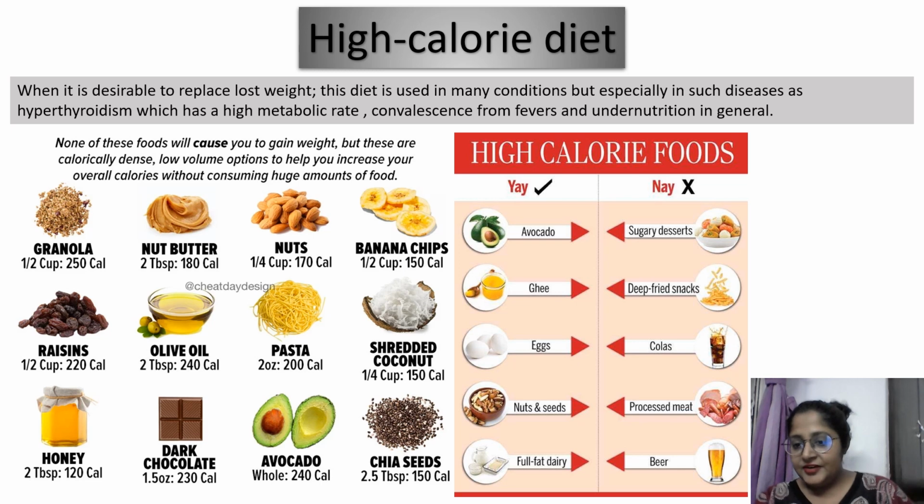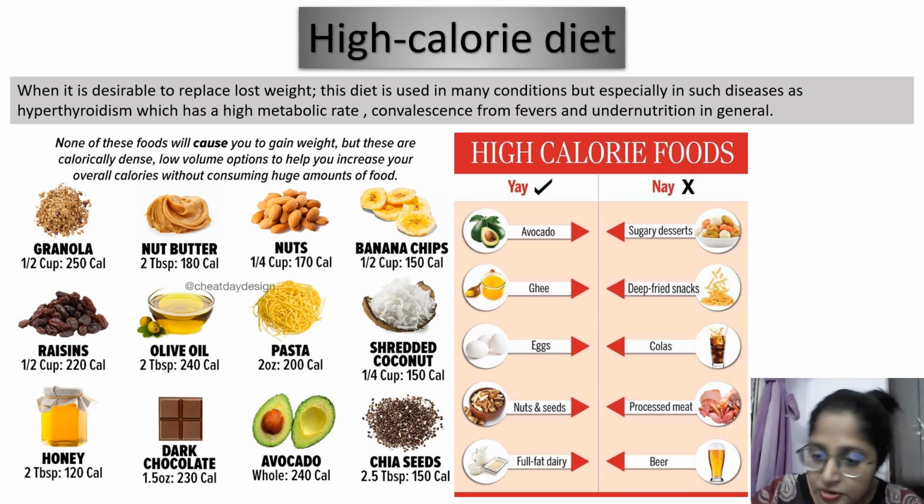Now the high calorie diet. Yes, where we are always talking about low calorie diet, low fat diet, why the need of a high calorie diet? It is very much needed for people with diseases such as hyperthyroidism, a person who has a higher metabolic rate, or the person who is convalescing from fever, or is severely undernourished. To those people this high calorie diet is very, very important.